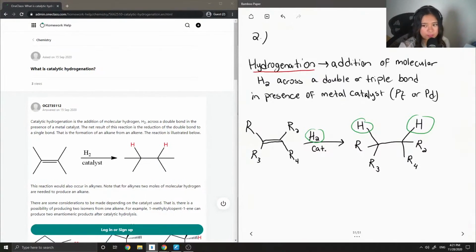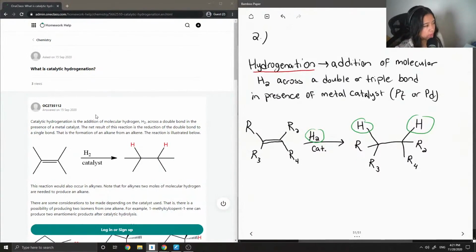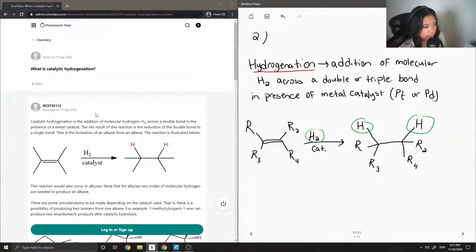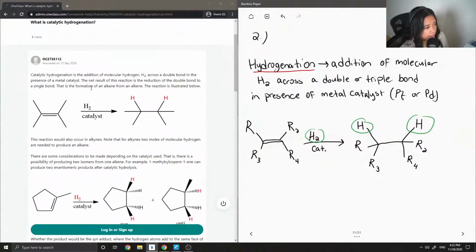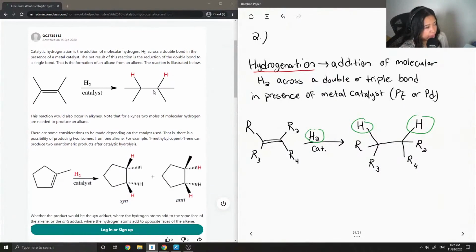Okay, so let's see what the junior tutor said. Catalytic hydrogenation is the addition of molecular hydrogen, H2, across a double bond in the presence of a metal catalyst. The net result of this reaction is the reduction of the double bond to a single bond, that is, the formation of an alkane from an alkene. So the reaction is illustrated below.